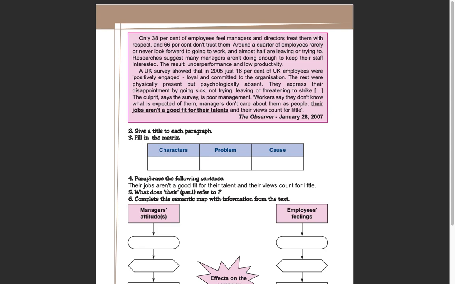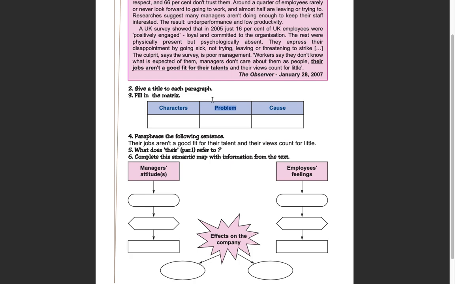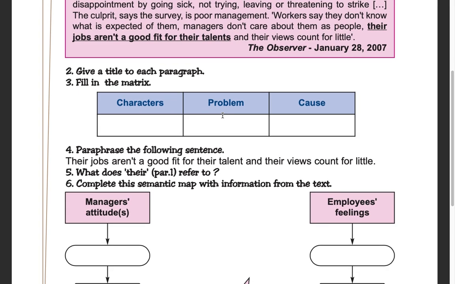Fill in the matrix. So here we have a table with the characters. We have two types of characters here: the employees and the employers, or the workers and their directors. The problem is that the employees believe they are not being respected, and they are not being treated well by their directors. They do not listen to them. They do not respect them. So this creates some kind of bad atmosphere in the company, and as a result, work doesn't go well, and that is the cause.